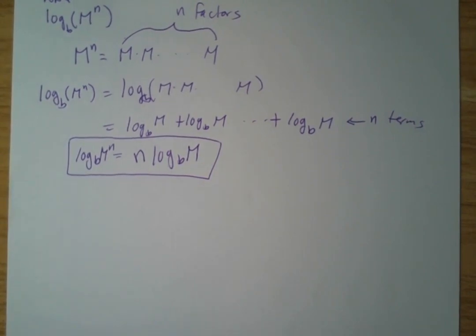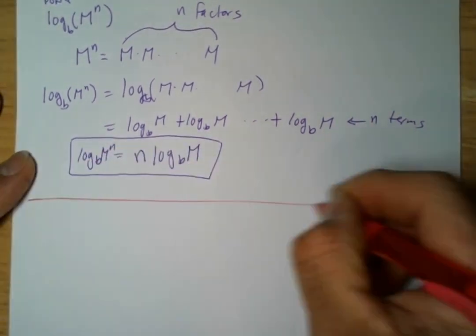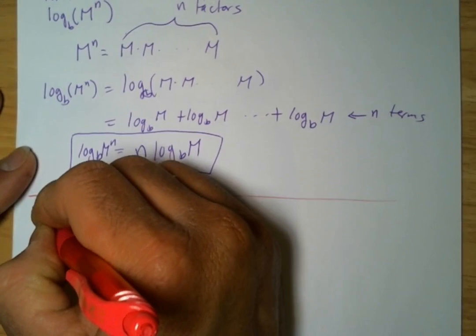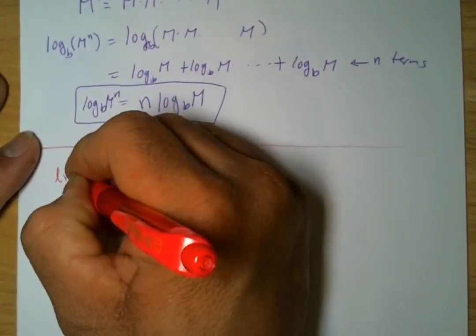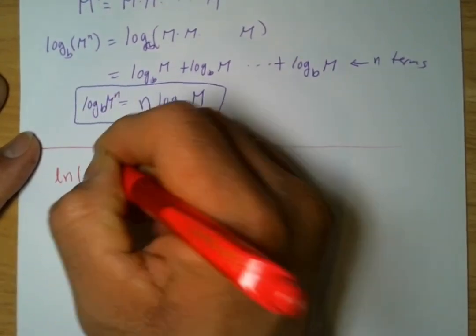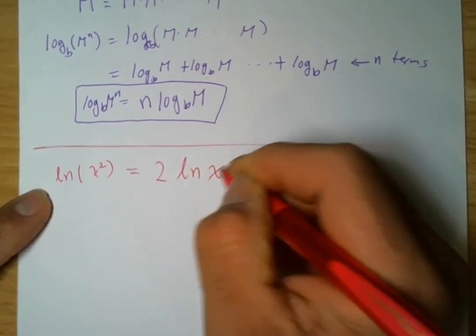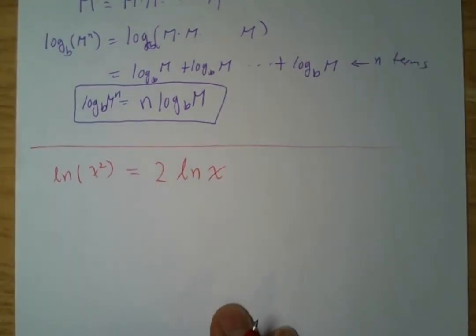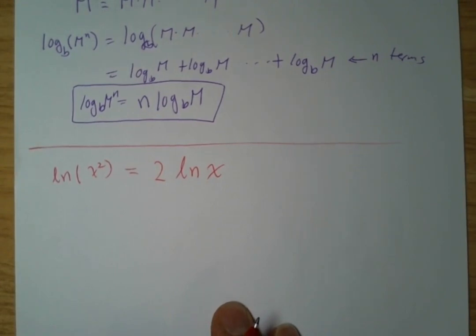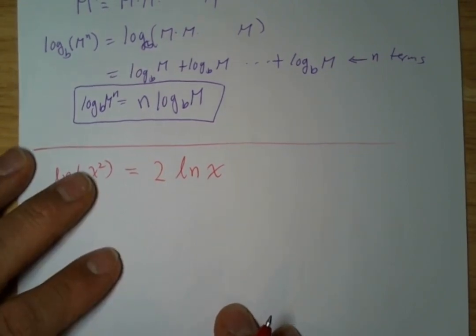So for some examples here, if we have, let's say, the natural log of x squared, this is equivalent to twice the natural log of x. Right, so that's a neat little property. We can just bring that exponent out to the front.